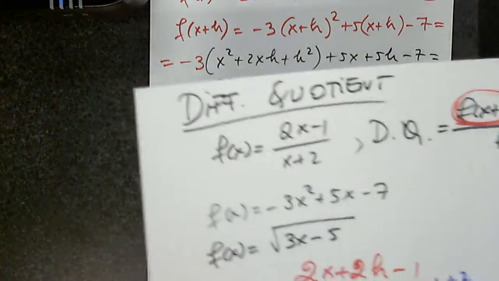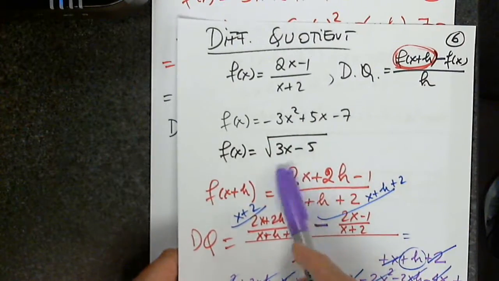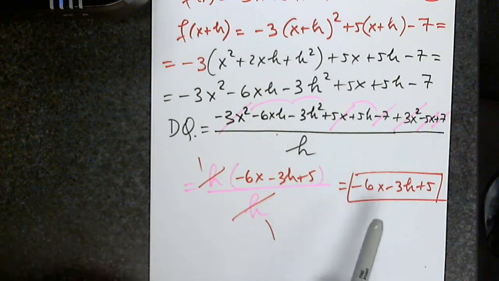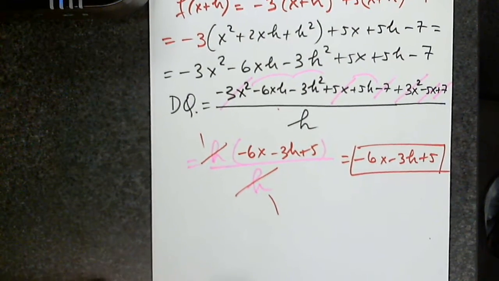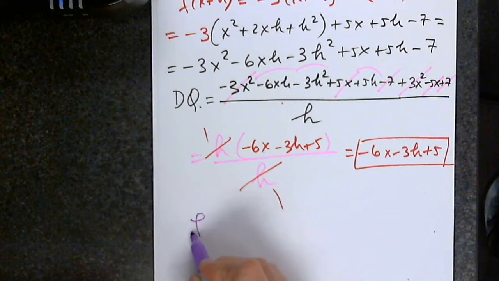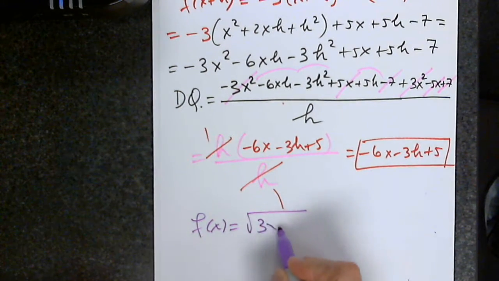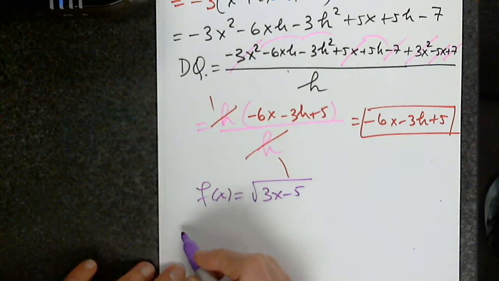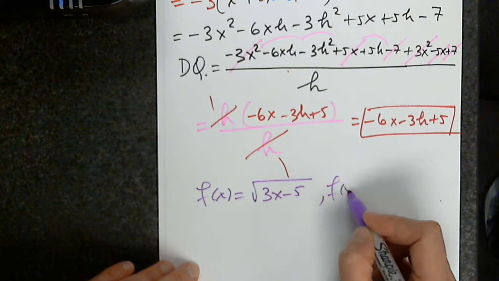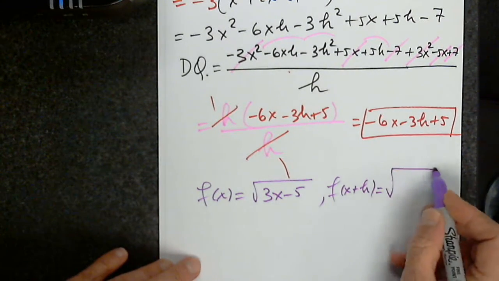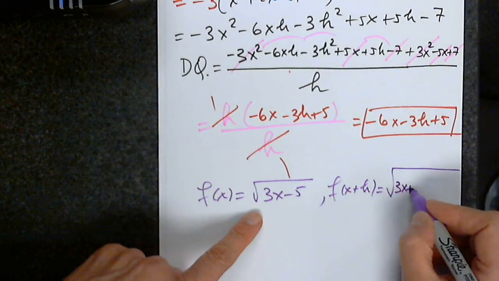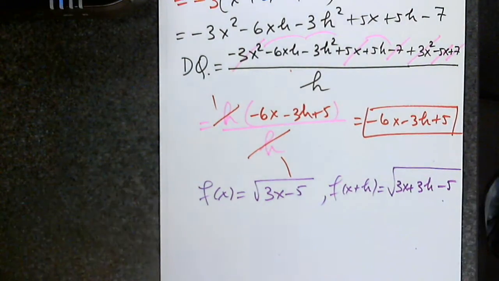Isn't this an overkill? Well, it's not, because all these three are different. So let's look at this one now, the square root of 3x minus 5. Any questions on the difference quotient of the quadratic function? Okay, so the next function is f of x equals the square root of 3x minus 5. So the difference quotient, of course, I have to find f of x plus h. But that's not difficult, because I replace x by x plus h and I distribute 3. 3x plus 3h minus 5.